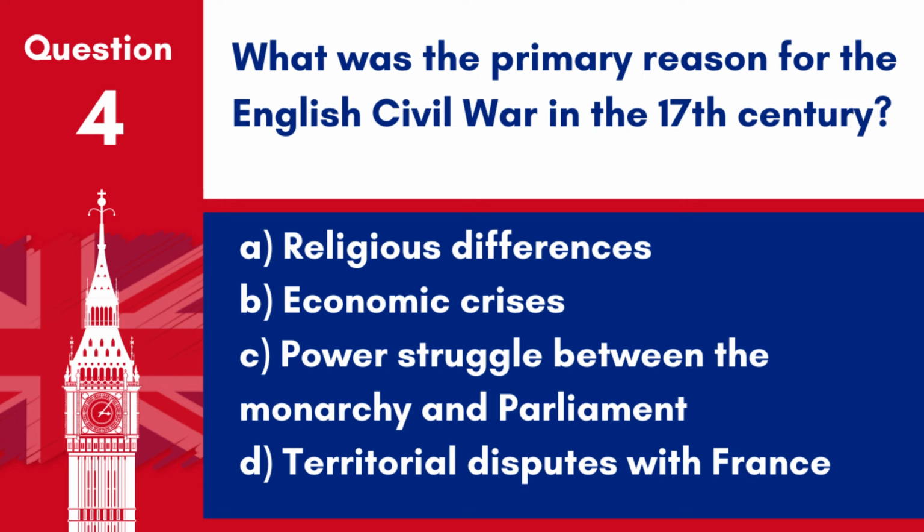Question 4. What was the primary reason for the English Civil War in the 17th century? A. Religious differences. B. Economic crisis. C. Power struggle between the monarchy and Parliament. D. Territorial disputes with France. Answer: C. Power struggle between the monarchy and Parliament. The primary reason for the English Civil War was the power struggle between the monarchy and Parliament.